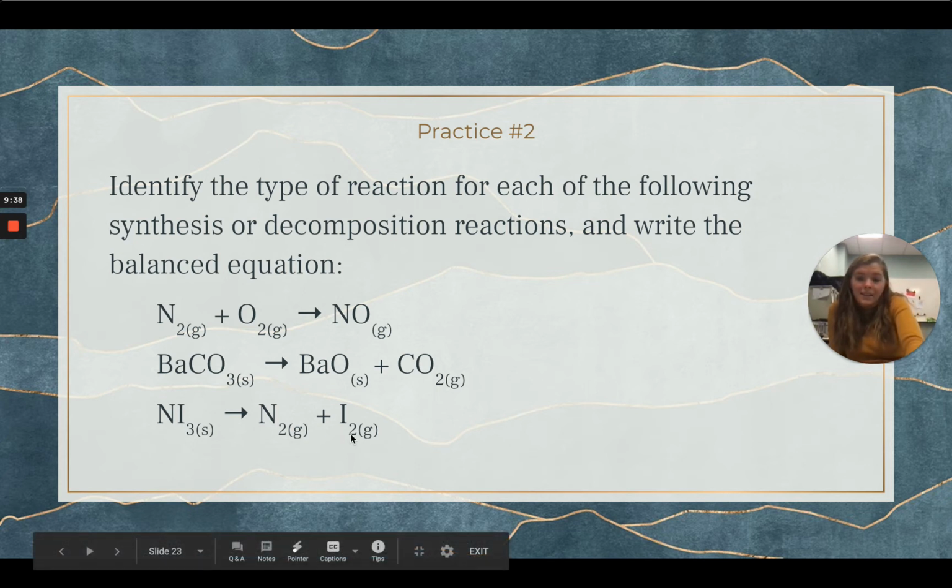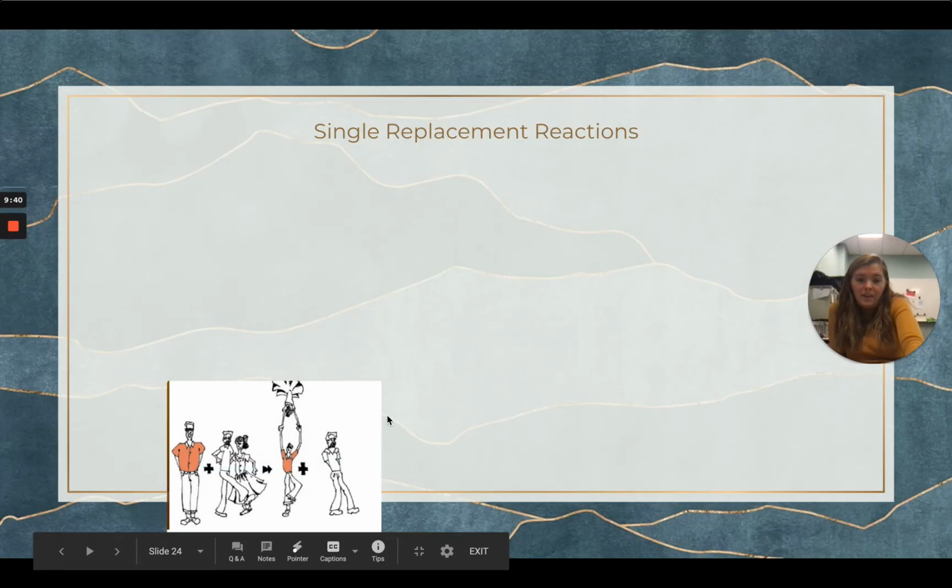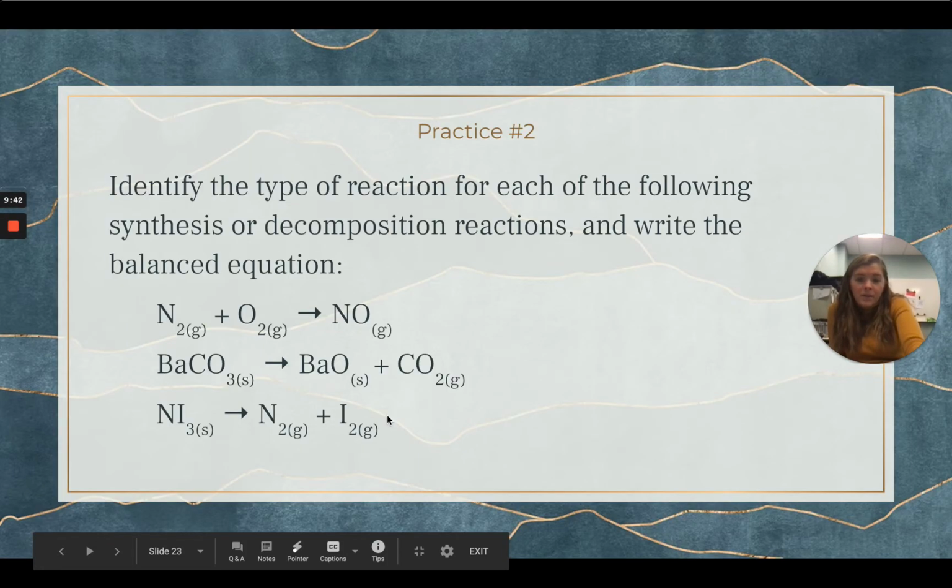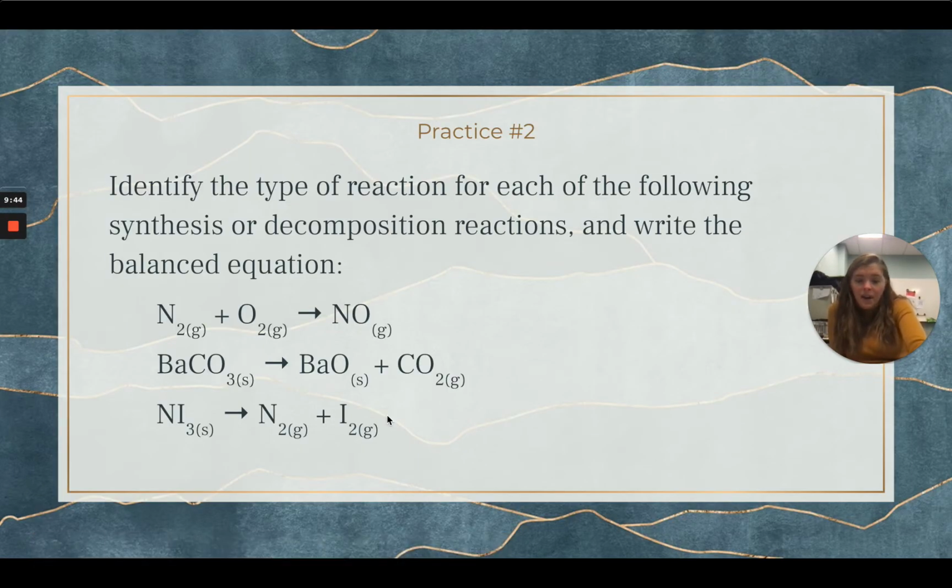That's going to be decomposition, taking 1 and forming it into 2. Hopefully during that process you were also balancing them. Again, if you're having issues with balancing, make sure you reach out for extra practice problems. But for the most part, I think we're doing okay with that.